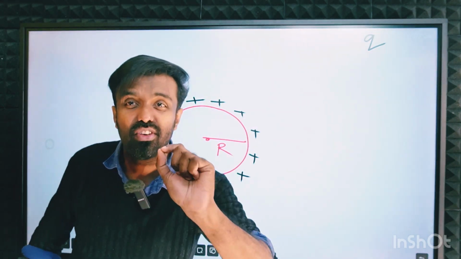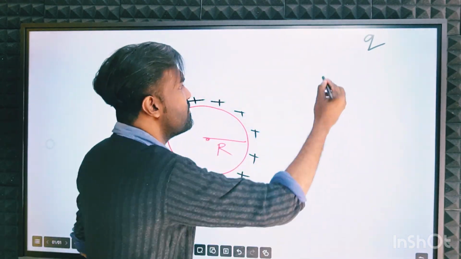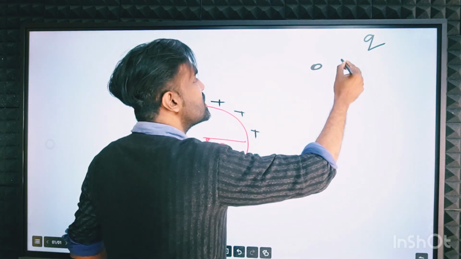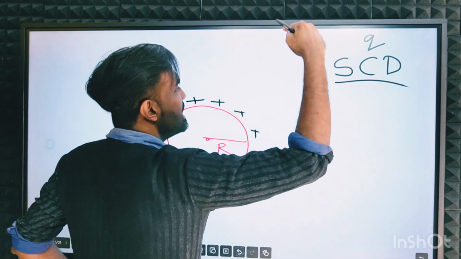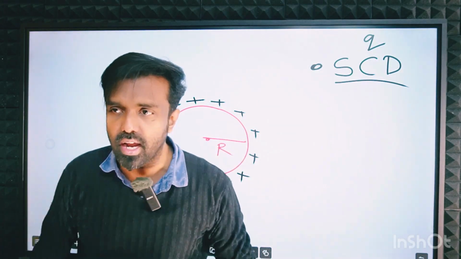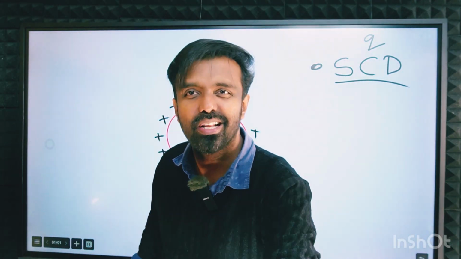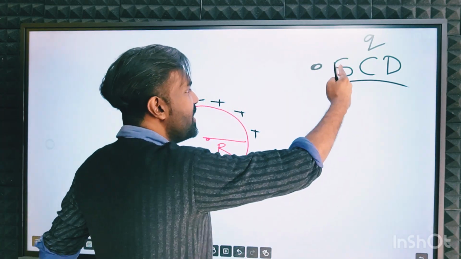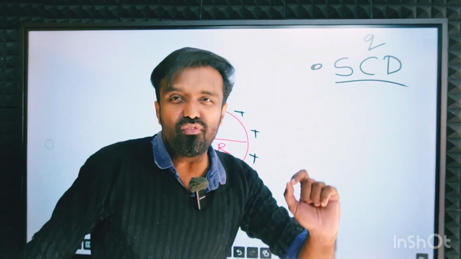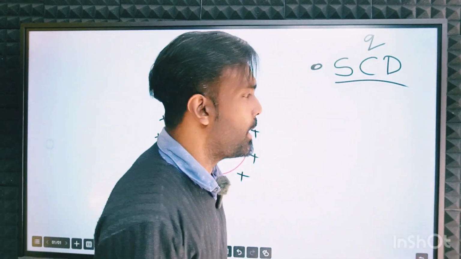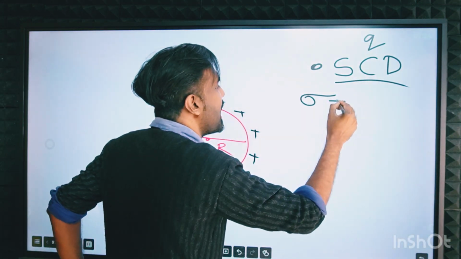Okay, so here we are going to study the first concept. It's a very important one, you must write it. That is called surface charge density. What does it say? Surface charge density. Surface charge density in full. It is represented by sigma, guys.